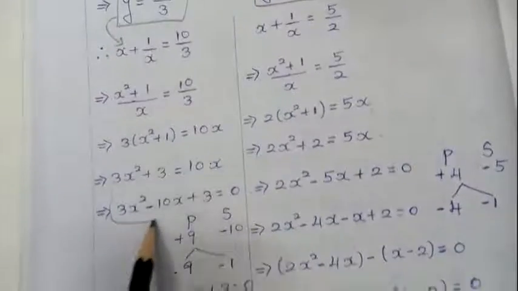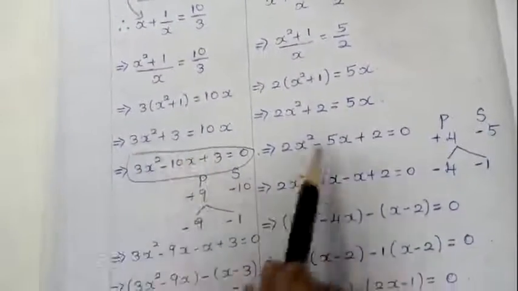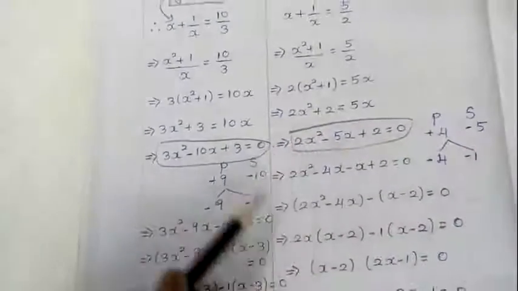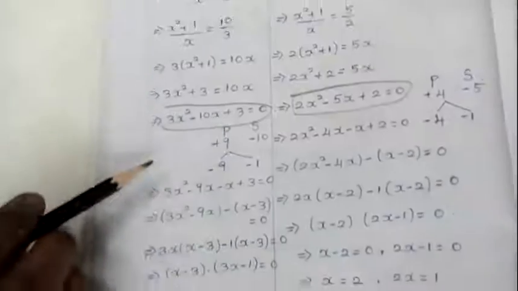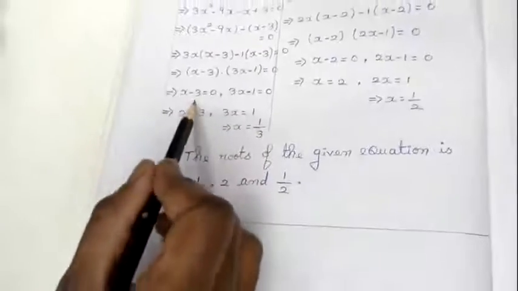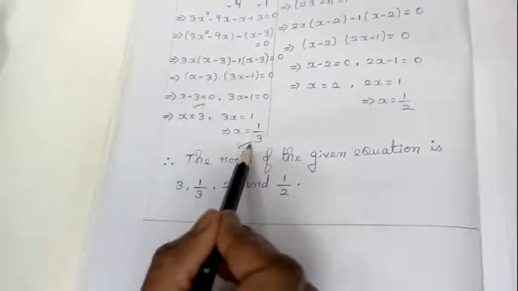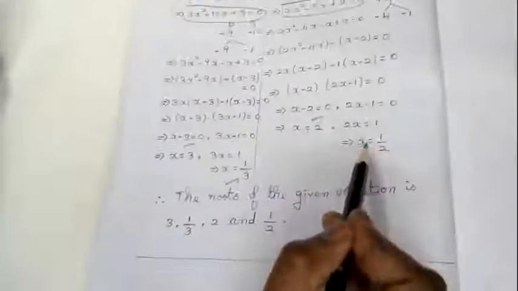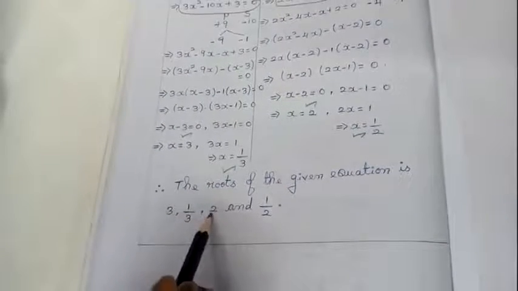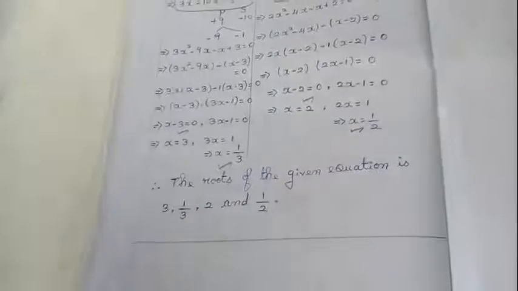You will be getting in the form of quadratic equation. Both the sides you will be getting in the form of quadratic equation. Again, you are going to solve, and you are going to find x to the power 4, the starting. So, you will be getting 4 answers. So, the 4 answers are x is equal to 3 and x is equal to 1 by 3, x is equal to 2 and x is equal to 1 by 2. Therefore, the roots of the given equation are 3, 1 by 3, 2 and 1 by 2.